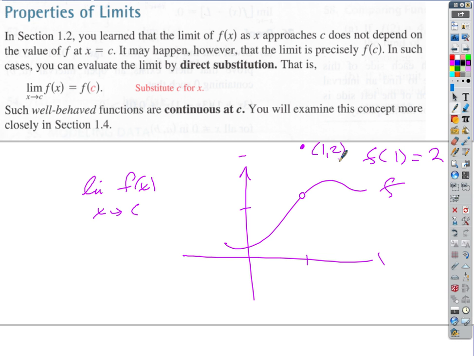Yeah, this would be a piecewise function, right? Because it's defined for all values of x that are not equal to 1, whatever the equation is that gives us that curve is how the function is defined. But when x is equal to 1, we give it the y value of 2. So it looked like this.